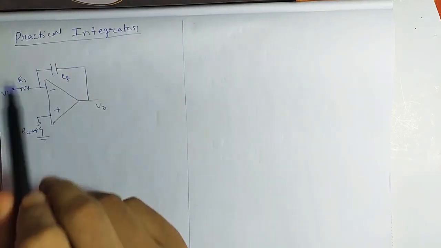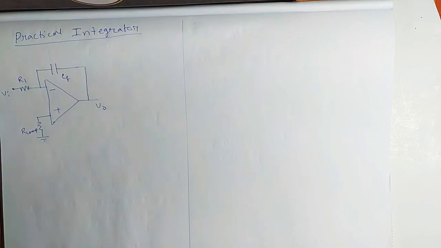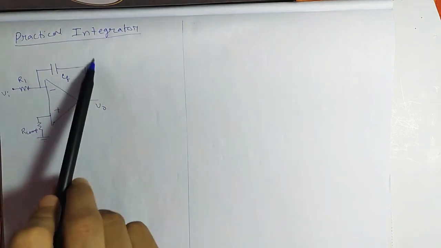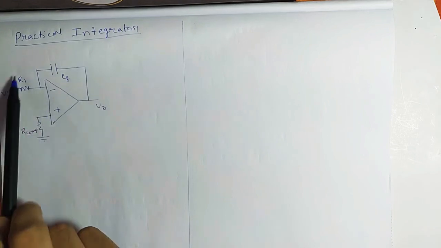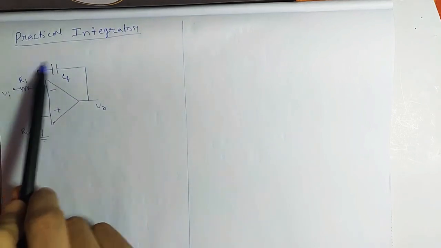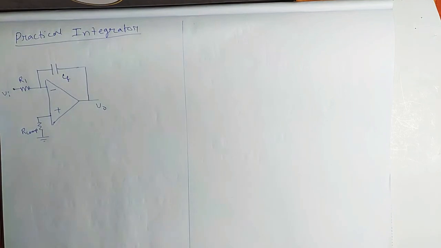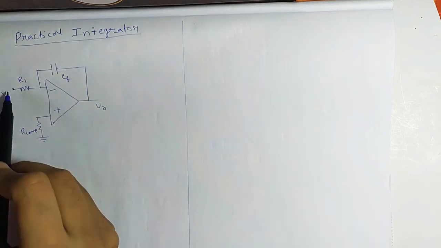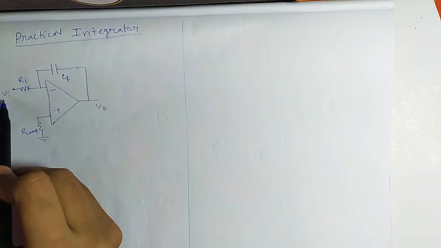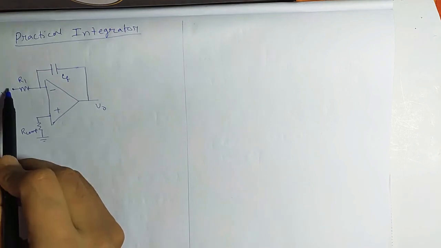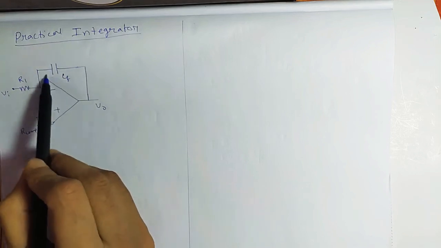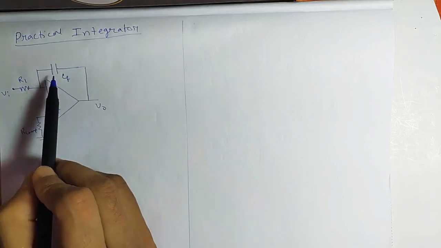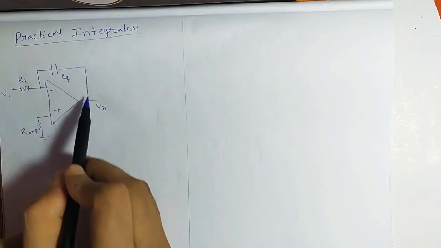Practical integrator. You see that is the previous integrator, the non-inverting integrator circuit. This circuit has some drawbacks. One drawback is that if the input has any DC component, then for the DC component the capacitor will behave as an open circuit. As a result, there is no input to output connection like this.